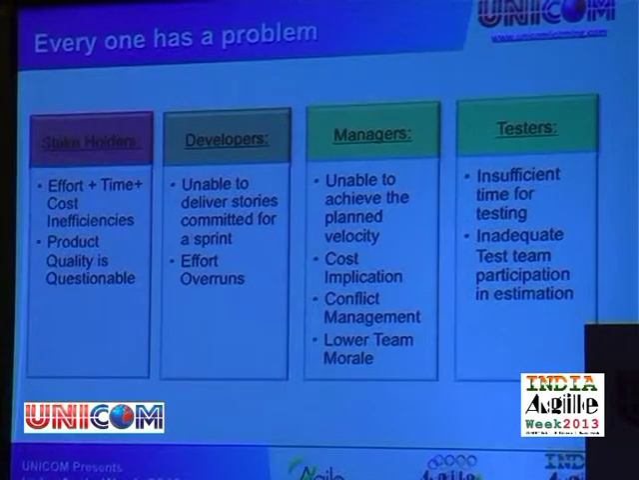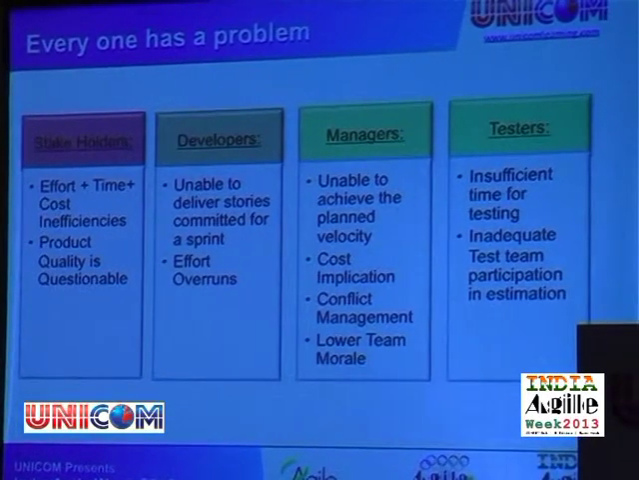And for managers, it's a different set of problems. We do capacity-based planning, so we plan based on velocity. The managers commit to the product team that yes, we will deliver so-and-so capacity for a particular release. We are not able to do so, and this actually raises cost implications. Whenever there are issues, there are always conflicts, and when there are conflicts, obviously it leads to low team morale. This is something our managers had to deal with day in, day out.